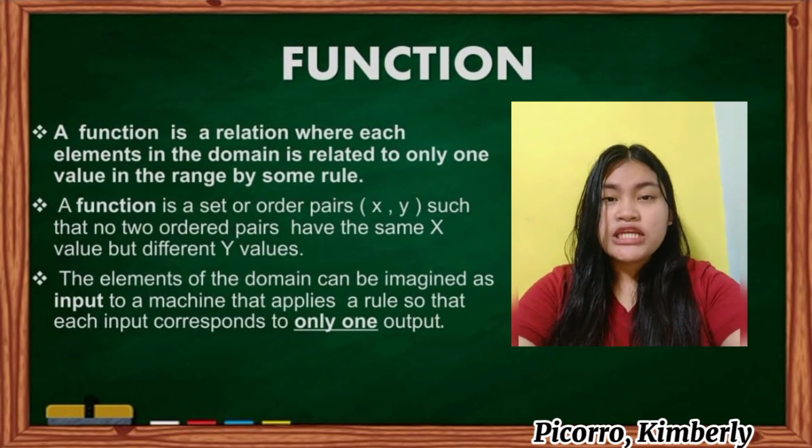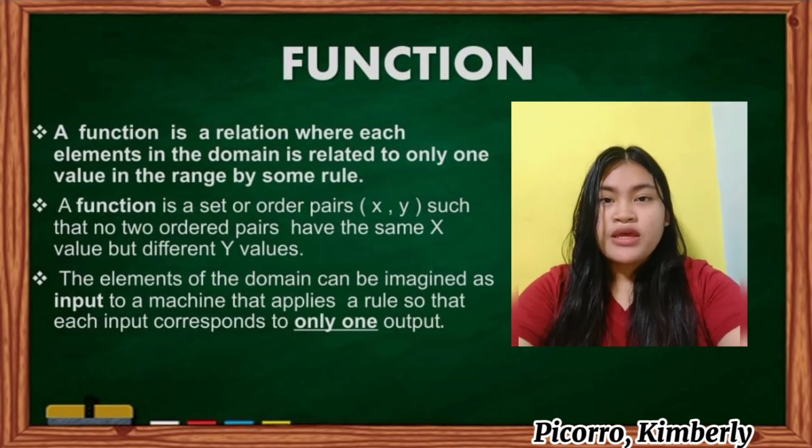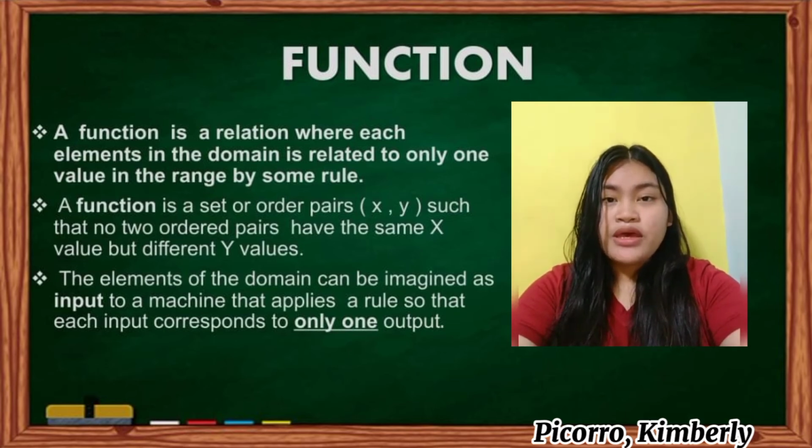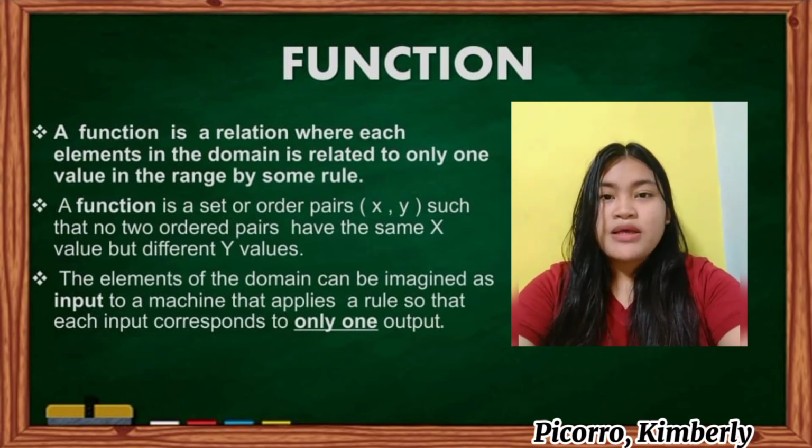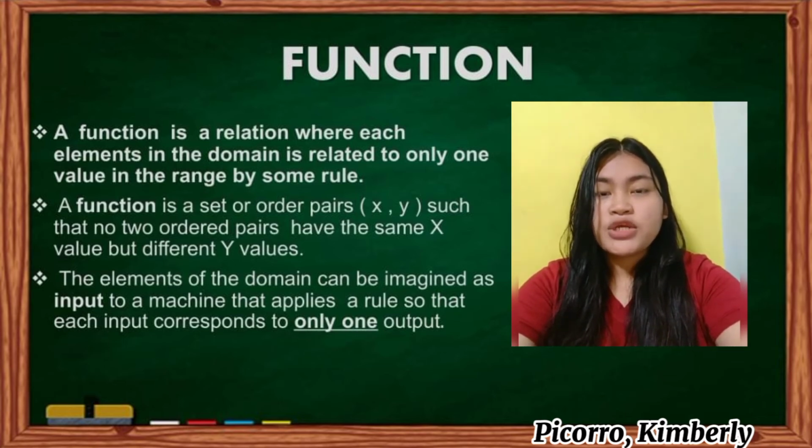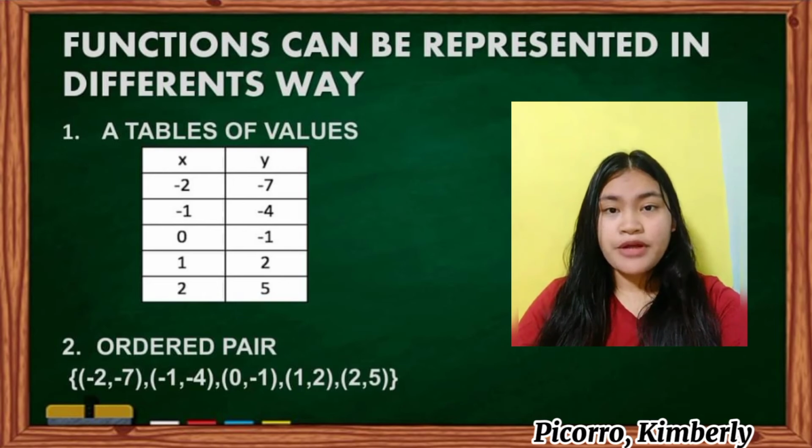A function is a relation where each element in the domain is related to only one value in the range by some rule. A function is a set of ordered pairs (x, y) such that no two ordered pairs have the same x value but different y values. The elements of the domain can be imagined as input to a machine that applies a rule so that each input corresponds to only one output.